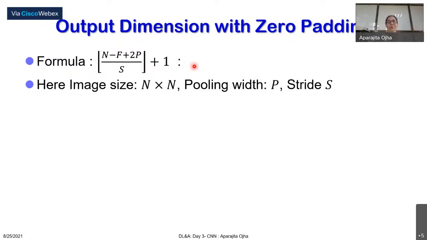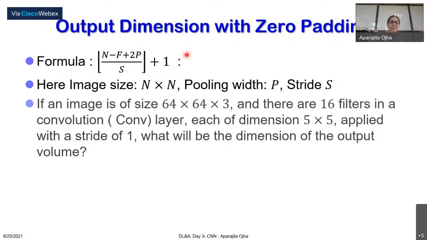That is all, right? So to avoid size reduction and to have better contribution of corner and edge pixels, we make use of something called padding. This is known as zero padding because we have added zero values. So suppose the image size is n cross n, pooling width is p, stride is s, then this is the formula for the output dimension.